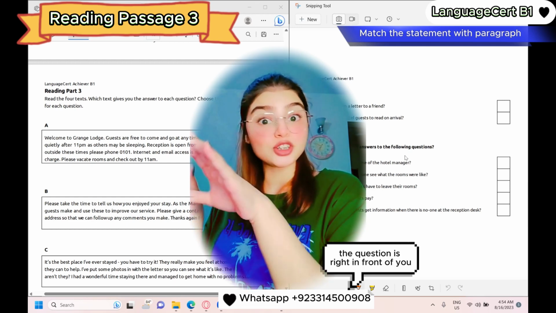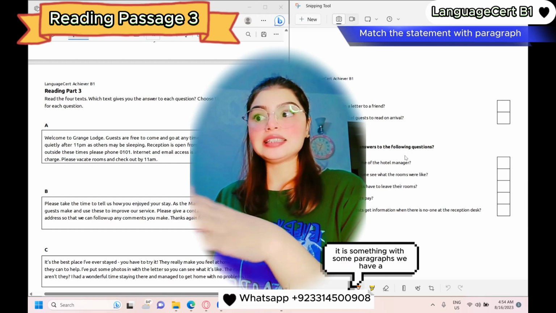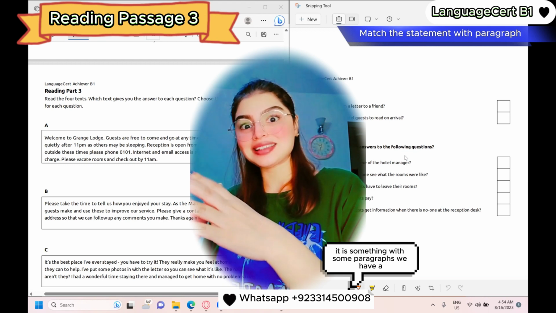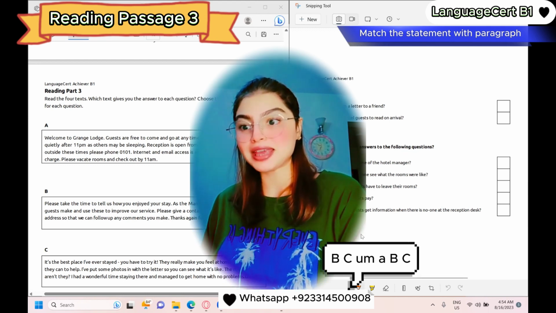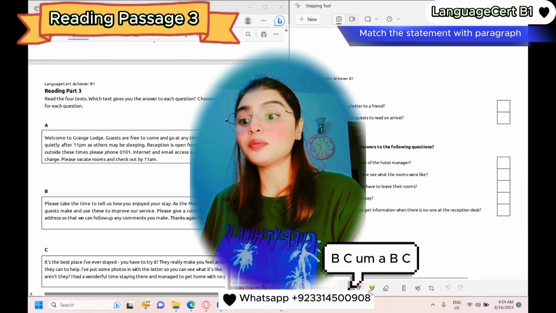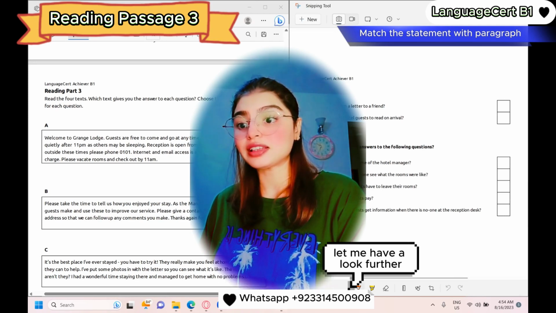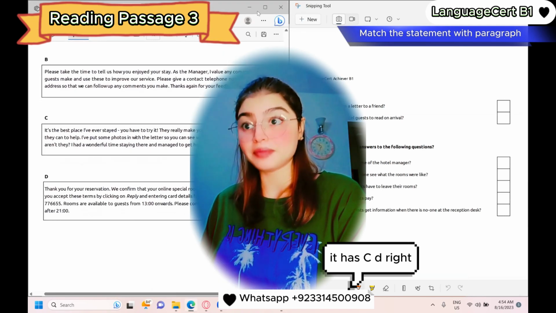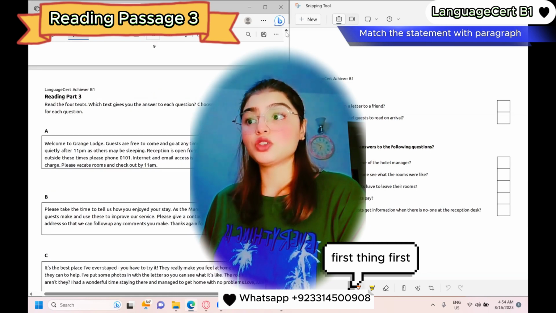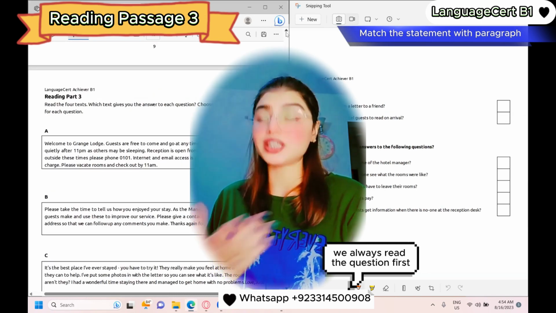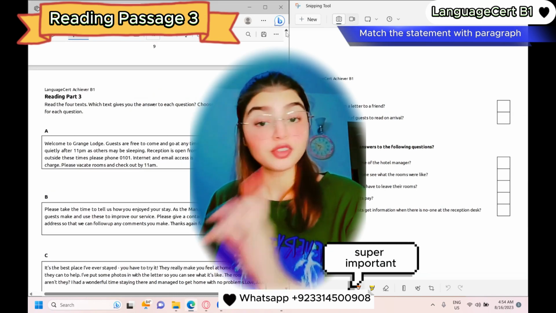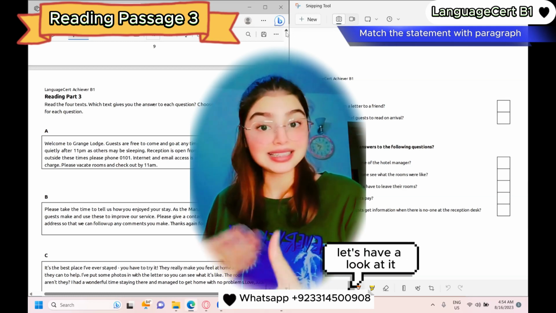As you can see, the question is right in front of you. It is something with some paragraphs. We have A, B, C, and D. First thing first, we always read the question first. That is super, super important. The first thing is read your question. Let's have a look at it.